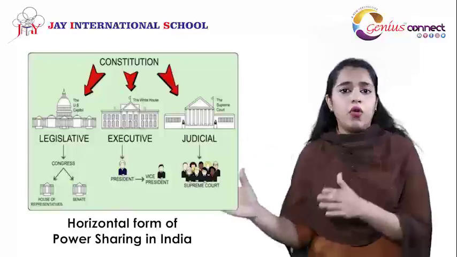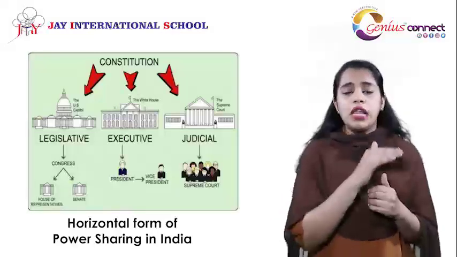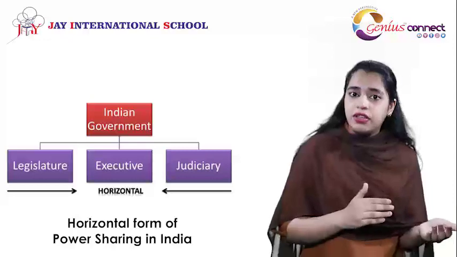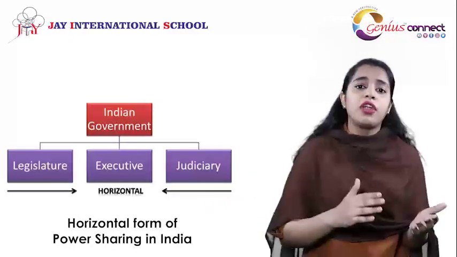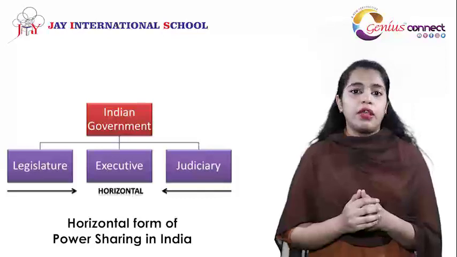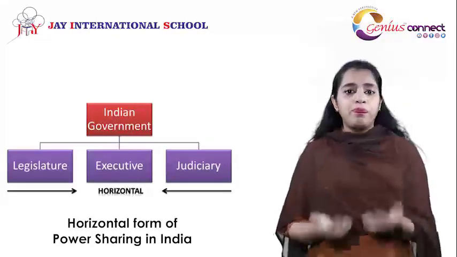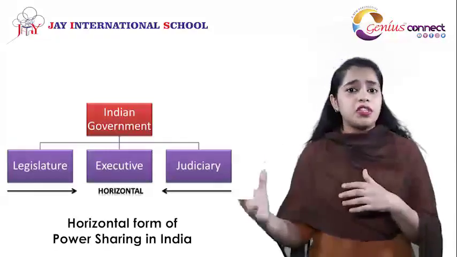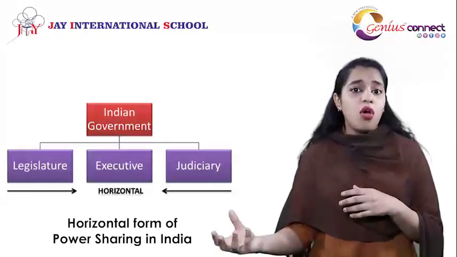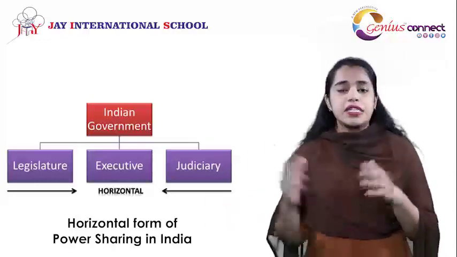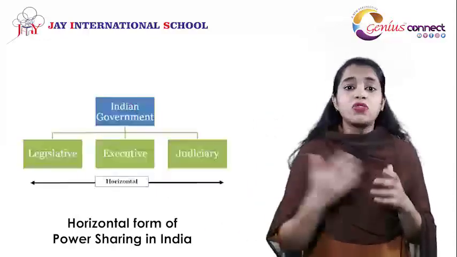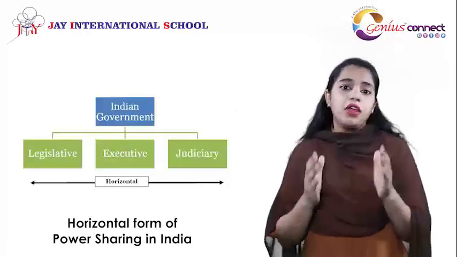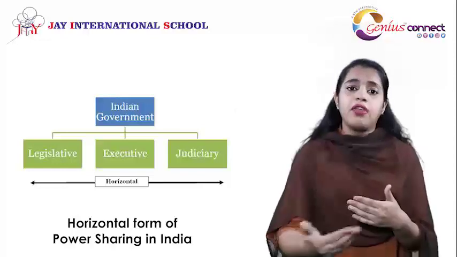This is how horizontal power sharing functions, because in horizontal all of them are on a similar pedestal and none exceeds the other in power, nor does any of them have the right to interfere with each other's functioning. The best example for this could be India. In the Indian judiciary, any decision could be made irrespective of what the executive or the legislature thinks. In the same way, the legislature can pass bills without constant interruption from the executive, and the executive has a complete free hand in governing and running the country.